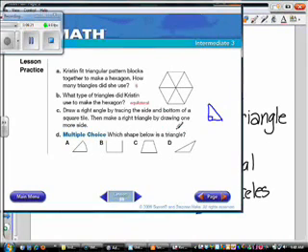Okay? Look at multiple choice. Which shape below is a triangle? Chloe? It's D. You're exactly right. It's an obtuse triangle, isn't it? Why is A not a triangle? Why not, Elijah? What's wrong with this side right here? It's curved, isn't it? And it can't even be a polygon if it has a curved side. It has to be straight.